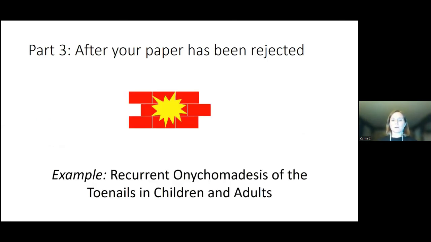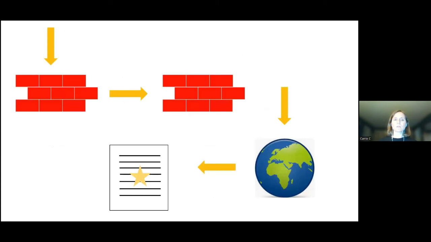So this paper is on recurrent onychomadesis of the toenails in children and adults, a case series. The backstory on this paper is actually there were 2 brick walls, because initially people at my institution had submitted an adult case series on this that had been rejected.